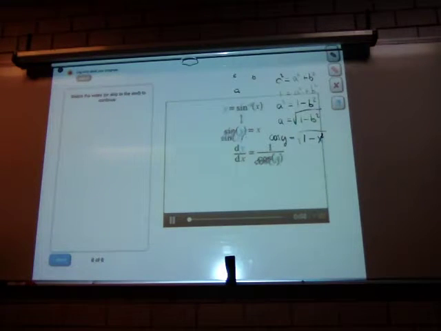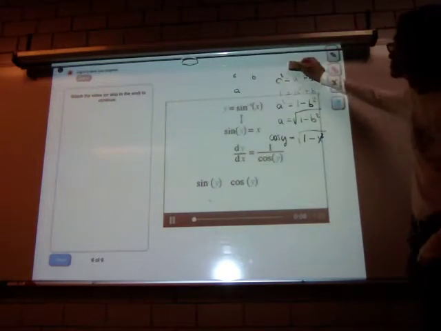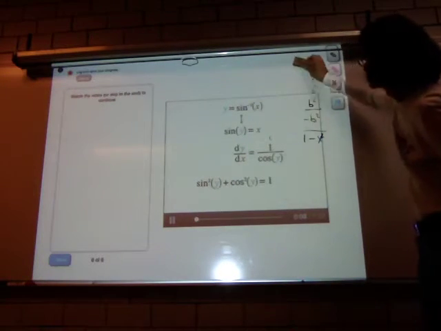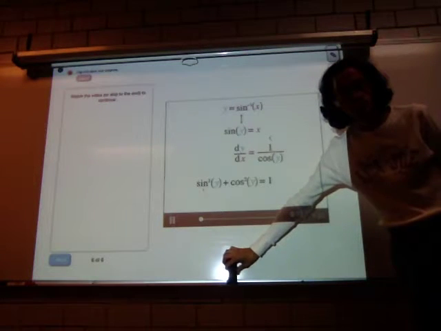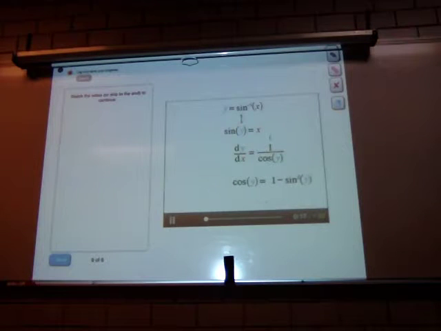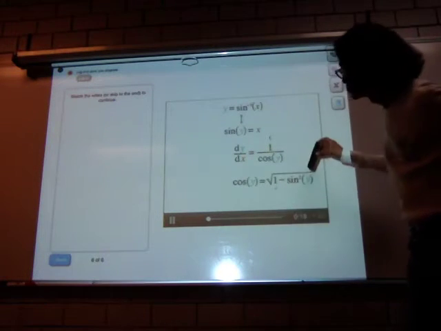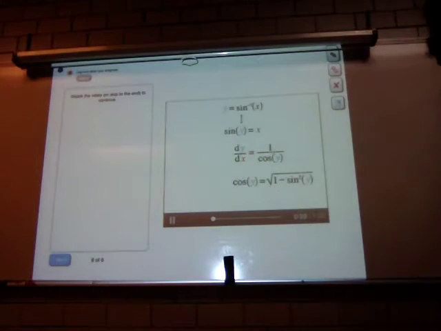Exactly. You used an identity that relates the sine and cosine functions. For any value of y, sine squared y plus cosine squared y equals 1. If we subtract sine squared y from both sides, and then take the square root of both sides, we see that cosine y equals the square root of 1 minus sine squared y. And we can simplify this expression here. Since sine y equals x, we can plug in an x over here, so that cosine y equals the square root of 1 minus x squared.